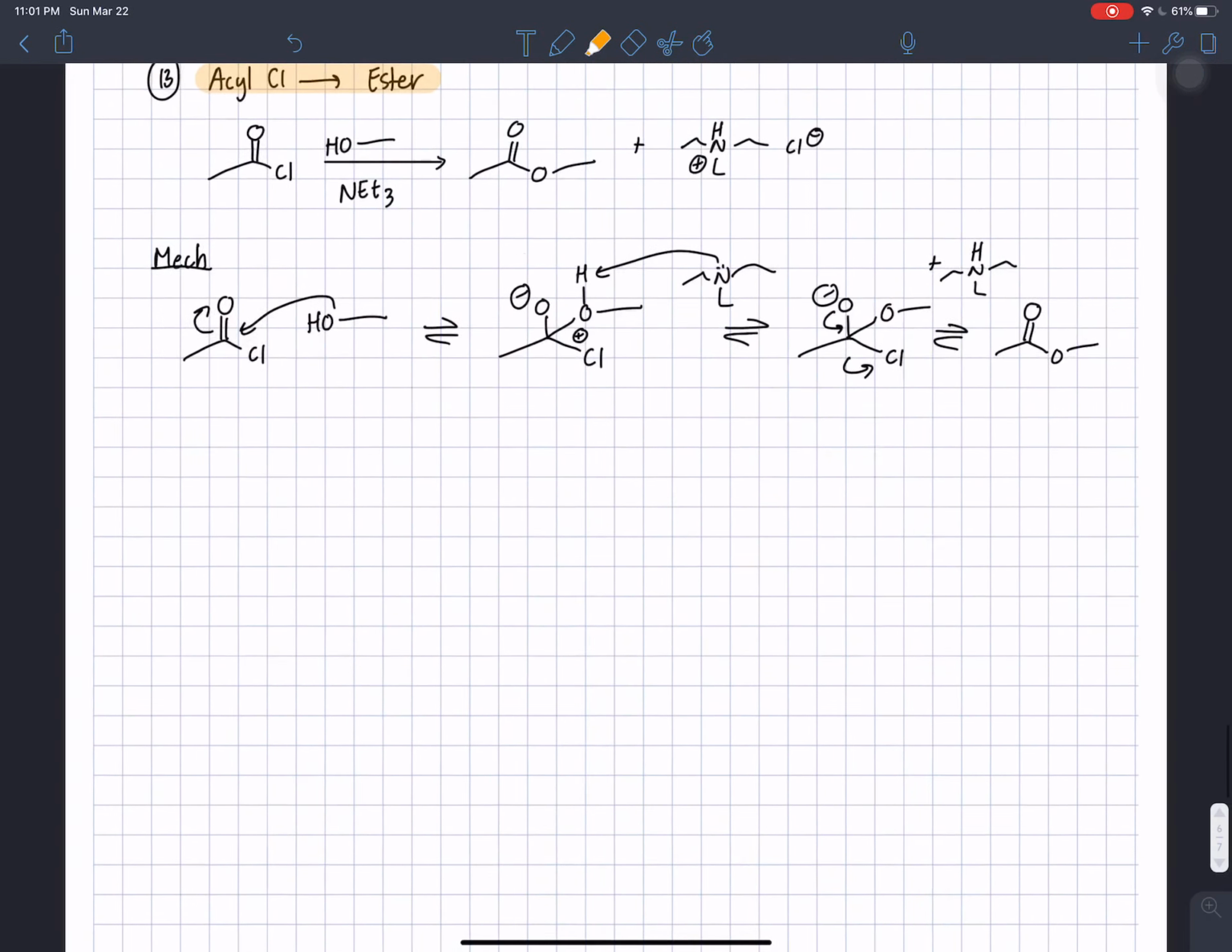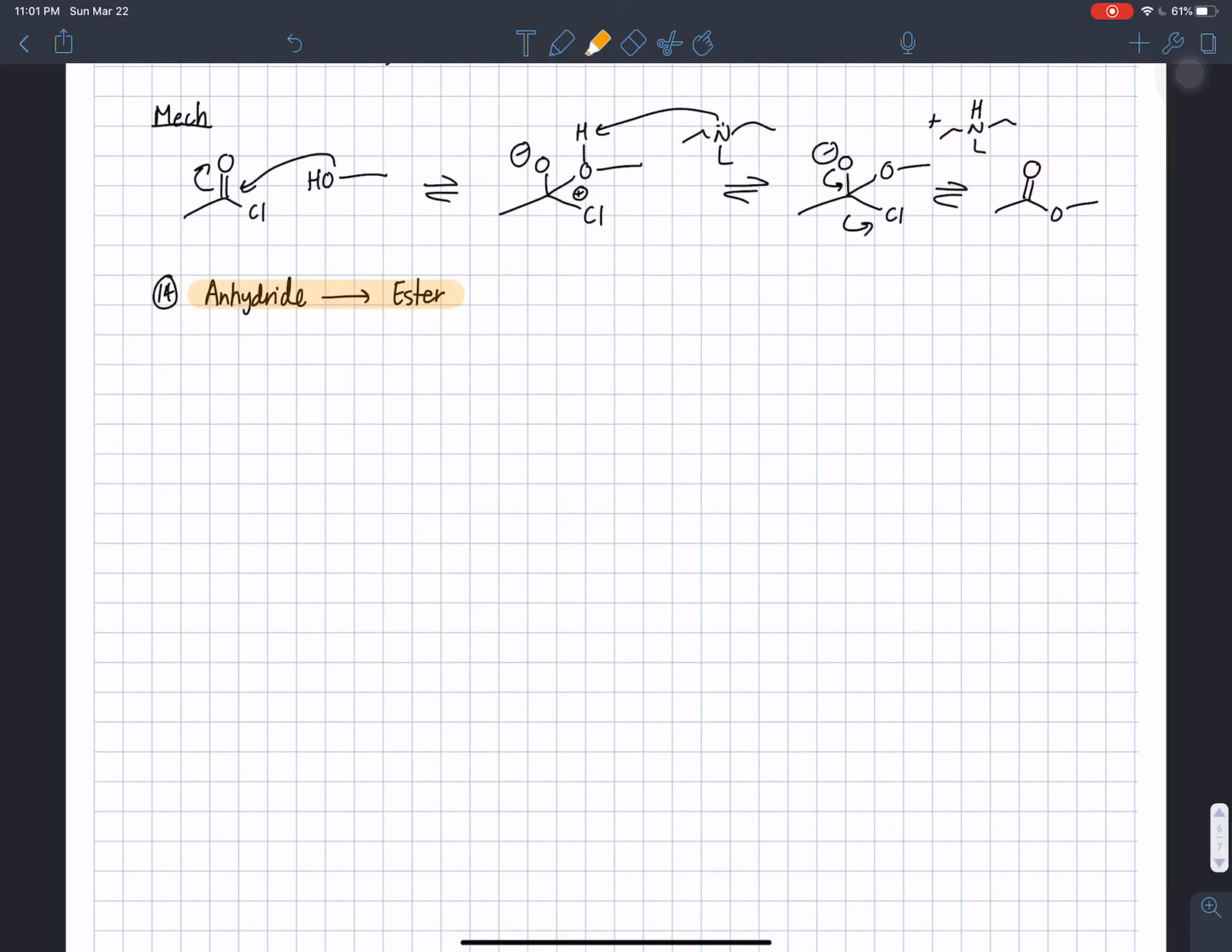Number 14. So this will be anhydride to an ester. That's your anhydride. If you want to turn it into an ester, all you need to do is put it through an alcohol. So let's say we use ethanol. Well, that's going to turn one of these guys into this ester, and the other thing will turn into a carboxylic acid. Like that.